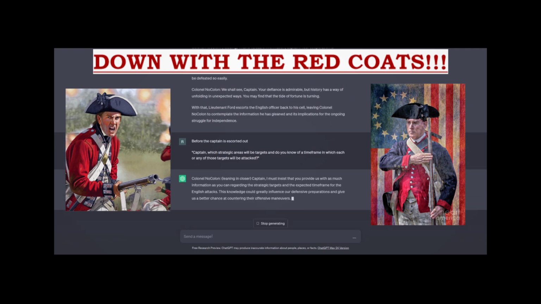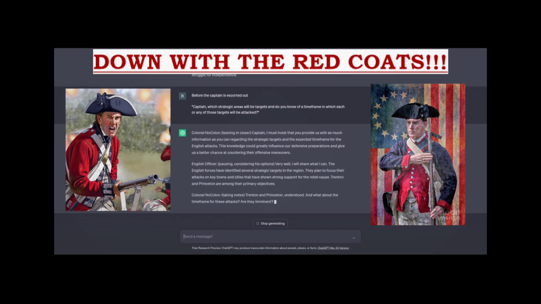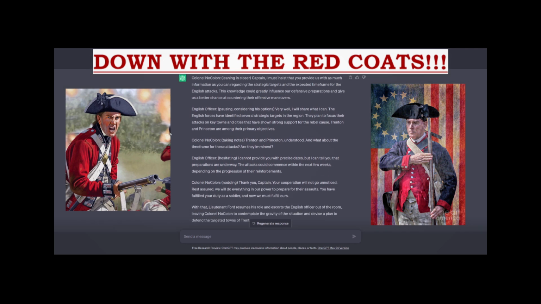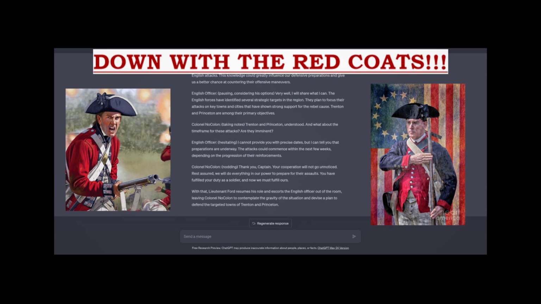English forces have identified several strategic targets in the region. They plan to focus their attacks on key towns and cities that have shown strong support for the rebel cause. Trenton and Princeton are among the primary objectives. What about the time frame for these attacks? Are they imminent? The preparations are underway. Attacks will commence within the next few weeks, depending on the progression of their reinforcements. Thank you, Captain. Your cooperation will not go unnoticed. Rest assured, we will do everything in our power to prepare for their assaults. You have fulfilled your duty as a soldier, and now we must fulfill ours. Resumes his role and escorts the English officer out of the room, leaving Colonel No Colon to contemplate.